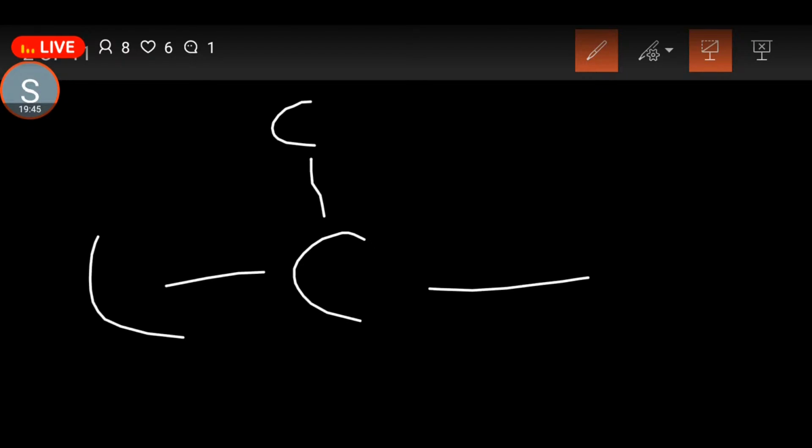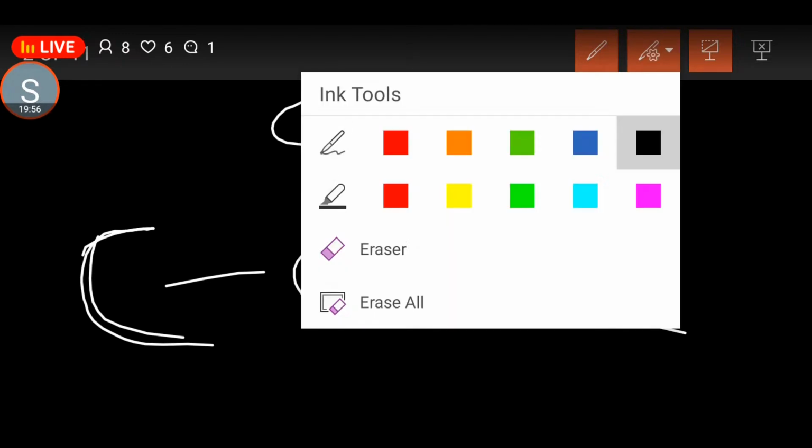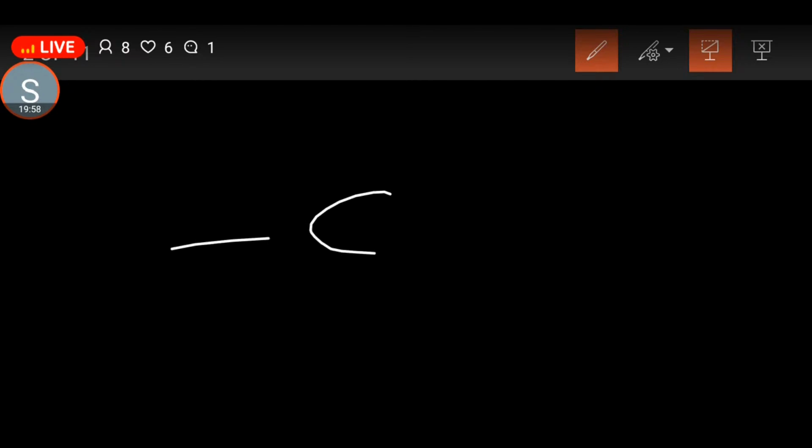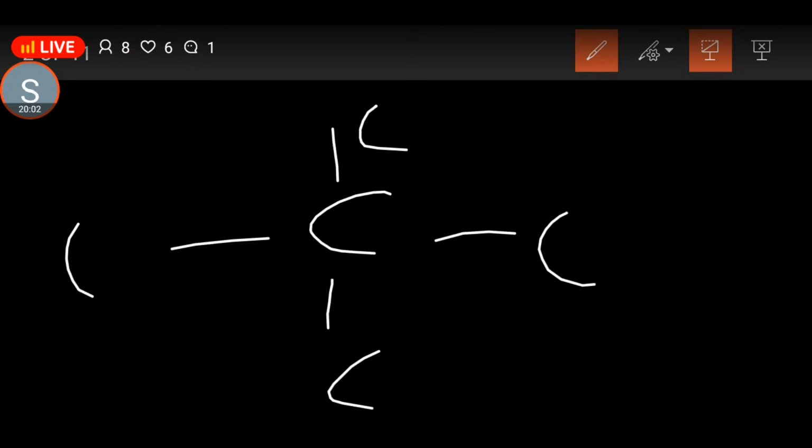Tertiary. What is this tertiary? If a carbon atom is attached to three carbon atoms, leaving itself, it is known as a tertiary carbon atom. I gave an example also, see. And if the carbon is attached to four carbons, it is known as a quaternary carbon atom. This is the example.